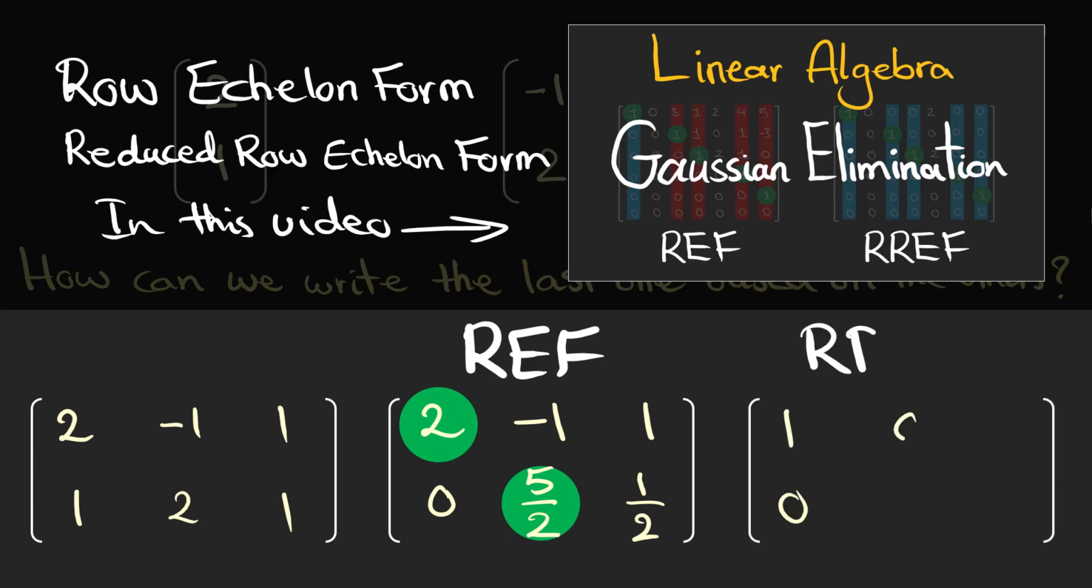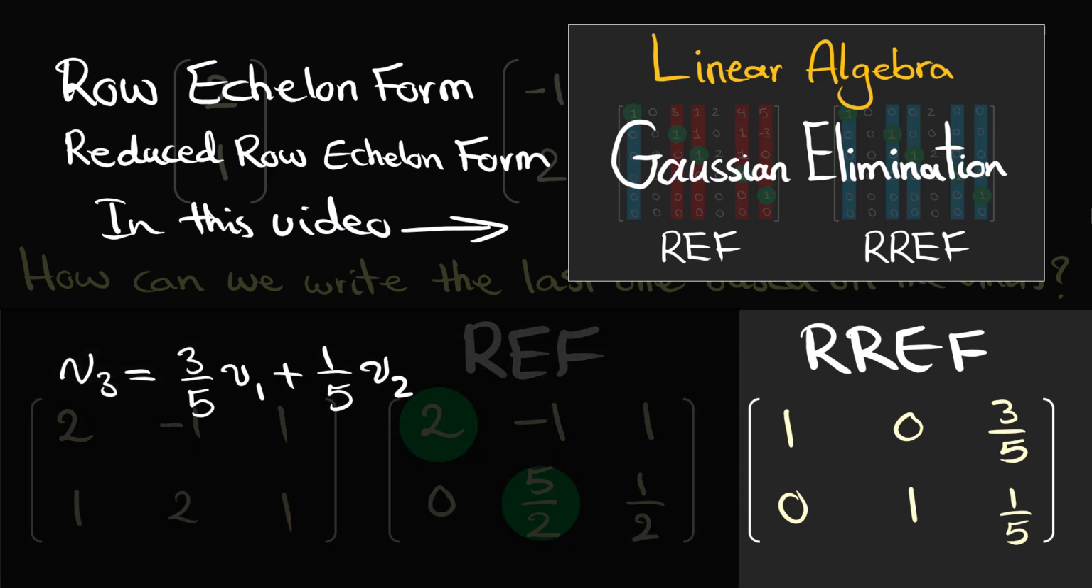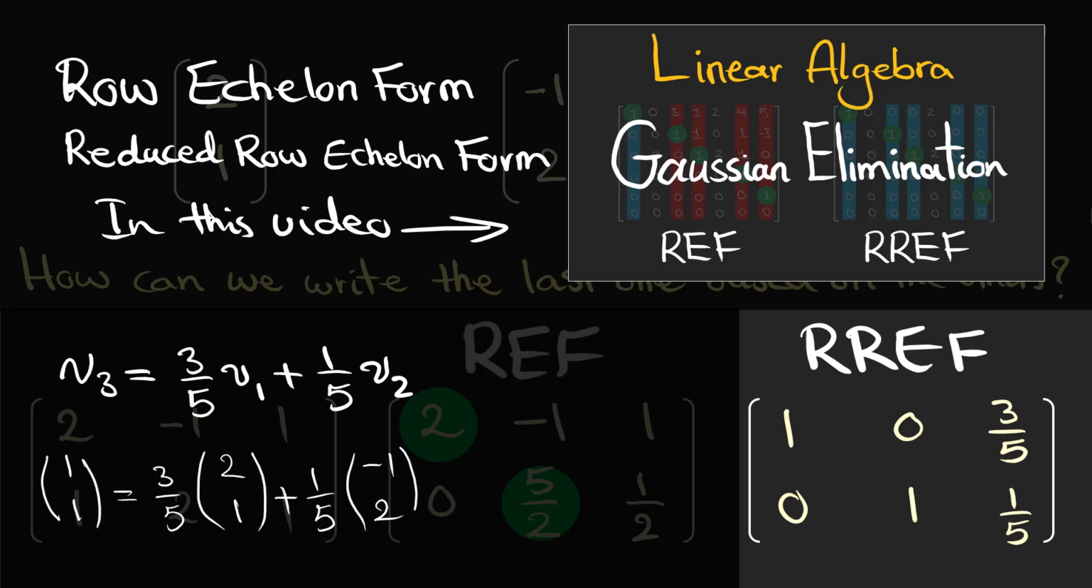If we go further and change it to the reduced row echelon form, we can see that the last column can be written in terms of the first two columns. More specifically, this is how the third vector can be written in terms of the other two vectors, which can explicitly be shown by their components. Make sure to check my other video to learn how you can change a matrix to its row echelon and also to its reduced row echelon forms.